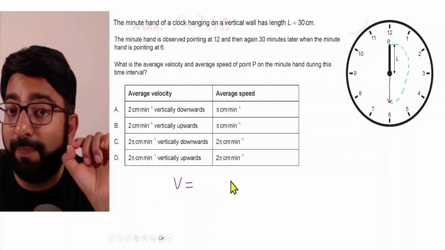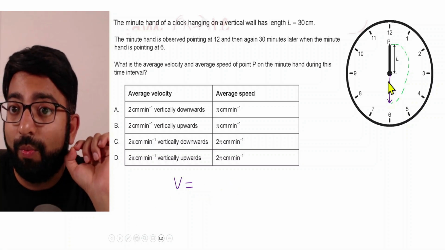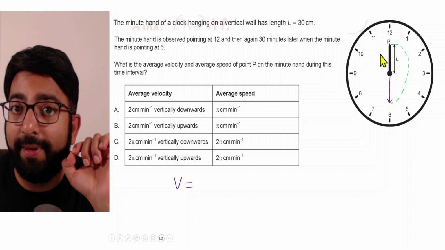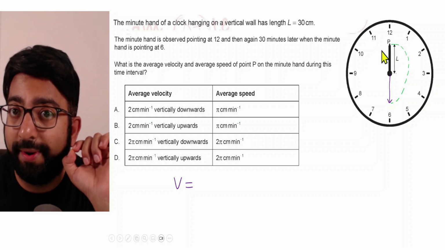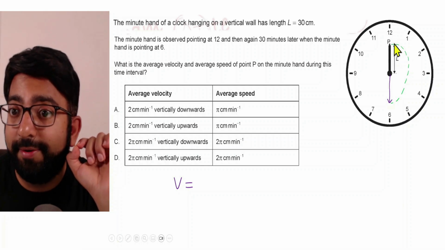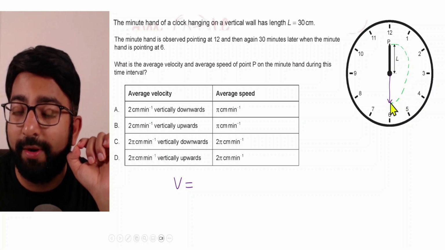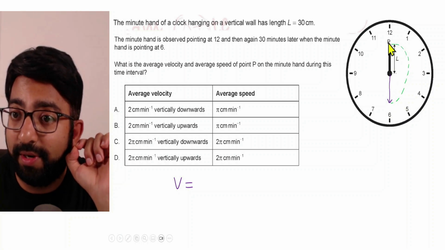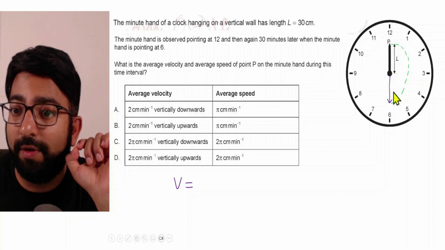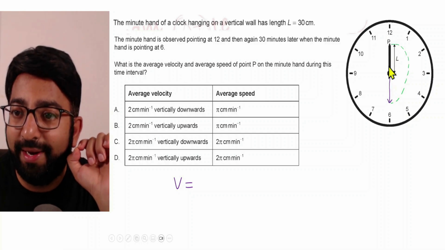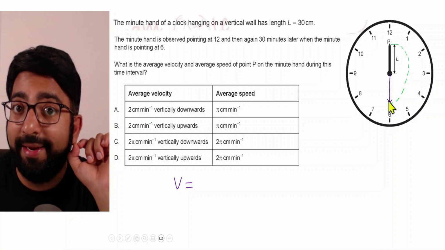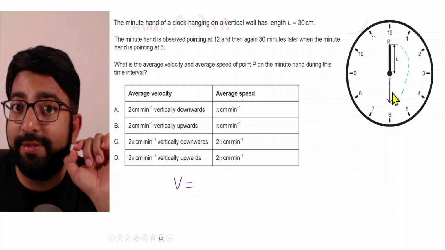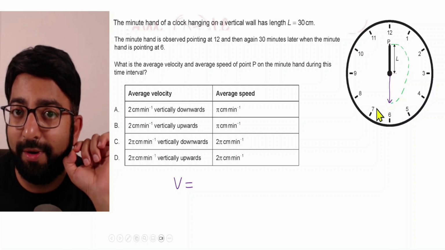Average velocity was displacement divided by the time. What will be the displacement of the point P? So initially the point P is over here. And finally, after 30 minutes, the point P reaches over here. So what is displacement? It is the straight line which connects the start point to the final point, which means we need the length of this line segment. And incidentally, the entire length is actually the diameter of the circular path.